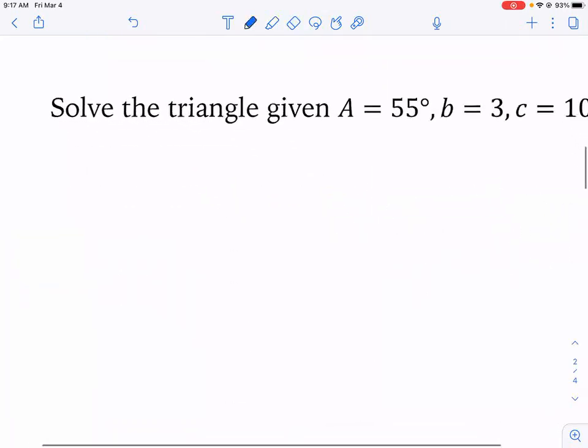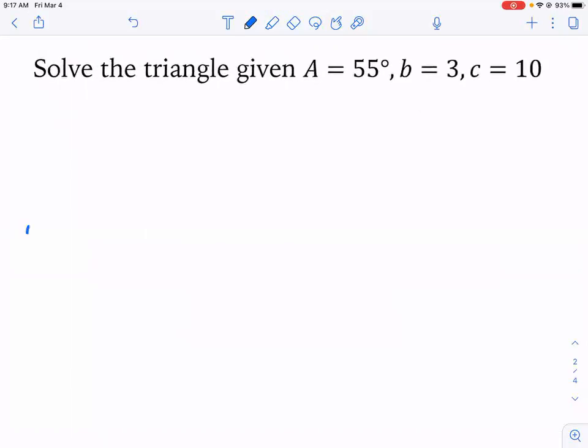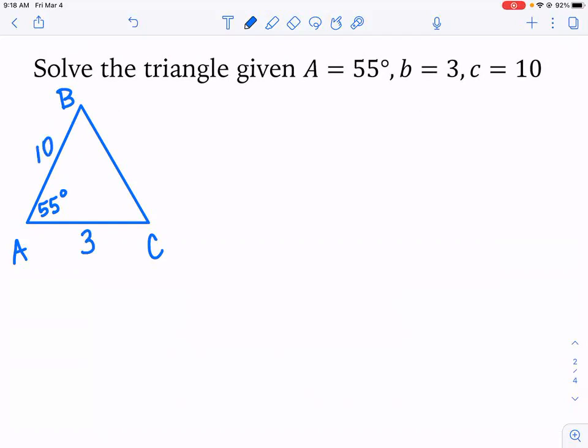All right, so we're going to solve two triangles here. Let's talk about the first one. We know angle A is 55 degrees. We know side B is 3, and we know side C is 10. If you don't already have your calculators out, once you're done drawing this, please get your calculators out. We need to practice this process.